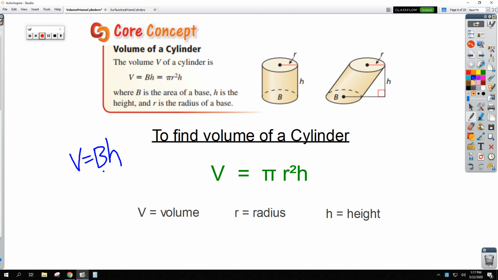But what shape is our base in a cylinder? It's a circle, right? So what is the area formula for a circle? Pi r squared. That's essentially the B part of our prism volume formula. And then you just multiply it by the height, just the same. So the volume formula for a cylinder is pi r squared times the height of that cylinder.